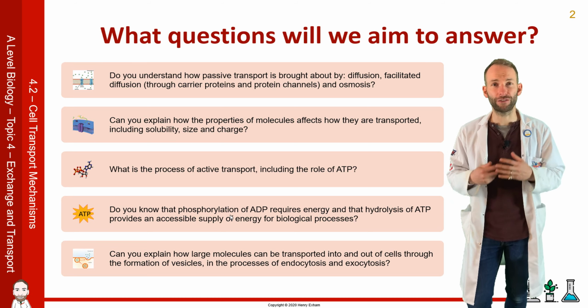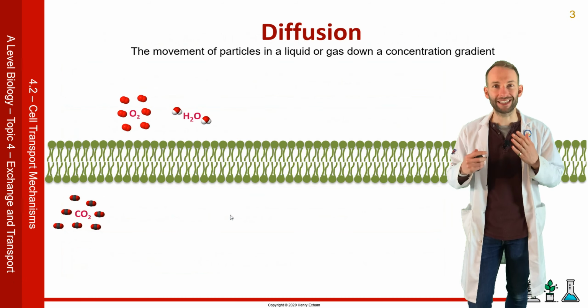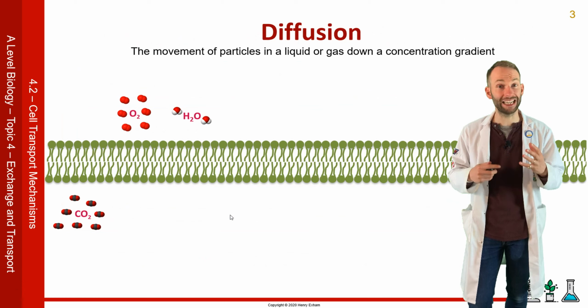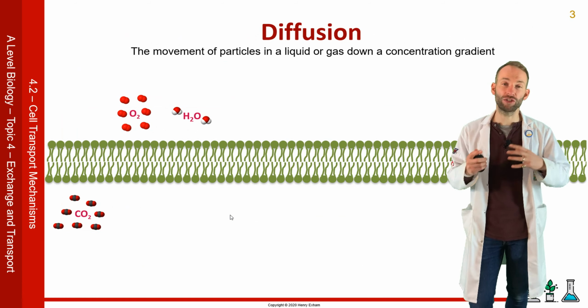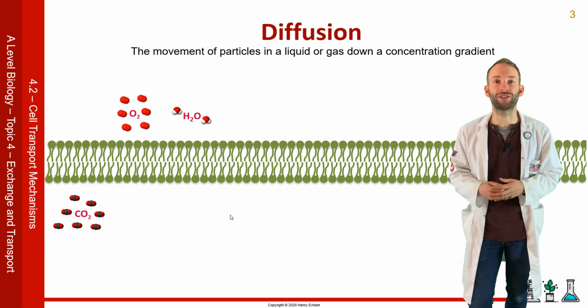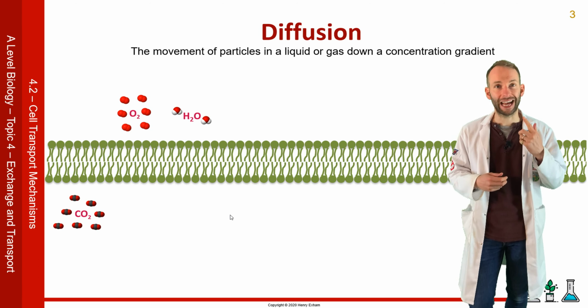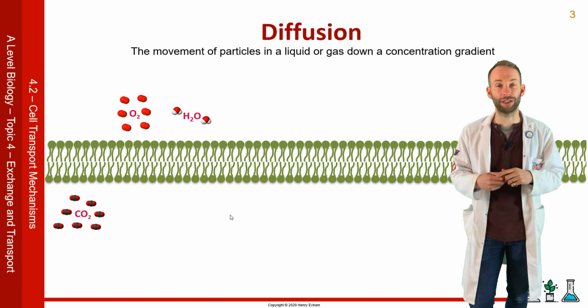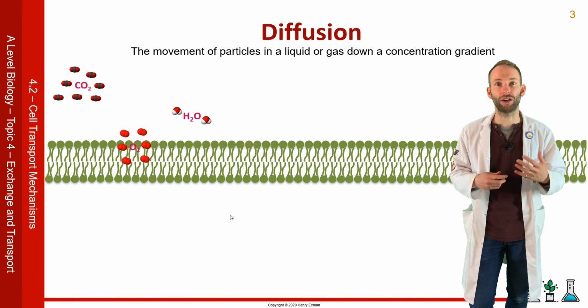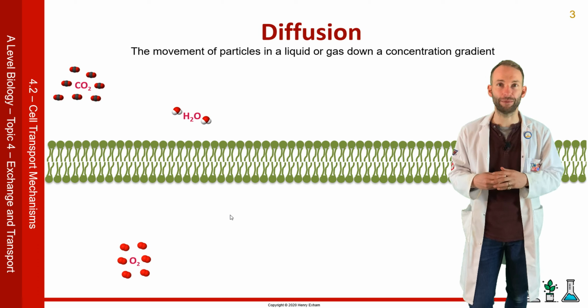So diffusion. Now diffusion you will have covered before. It's the simple movement of particles in a liquid or a gas from a high concentration to a low concentration, or down a concentration gradient. Now small uncharged molecules can pass between the phospholipids by diffusion. So things like carbon dioxide and oxygen can pass no problem between the phospholipids.